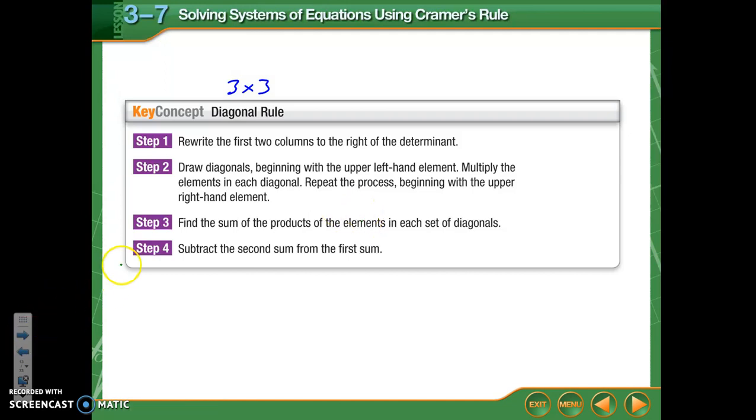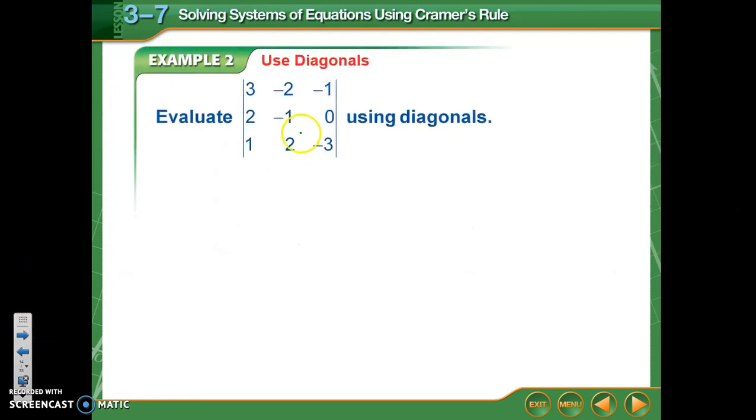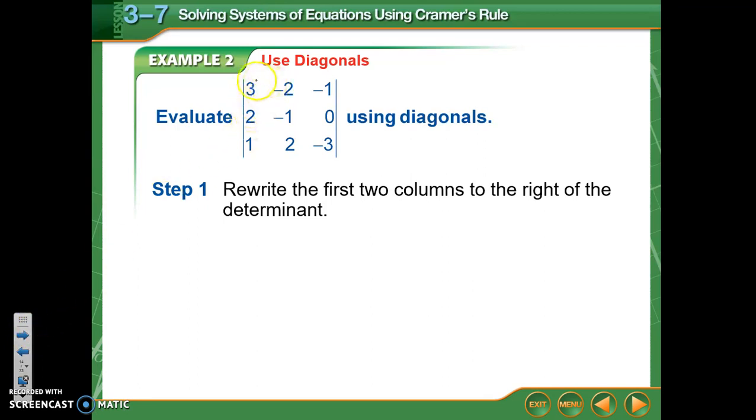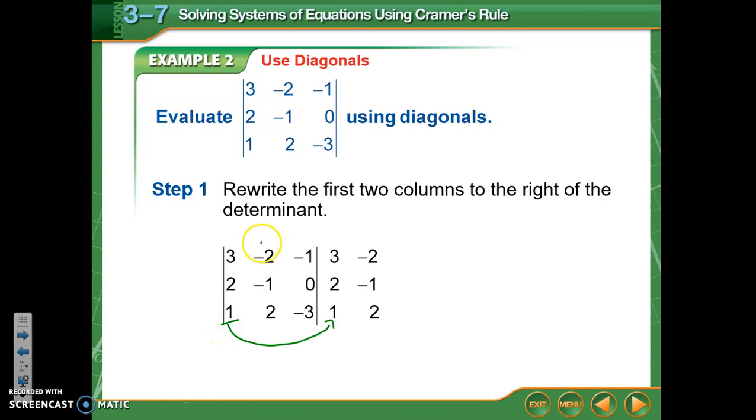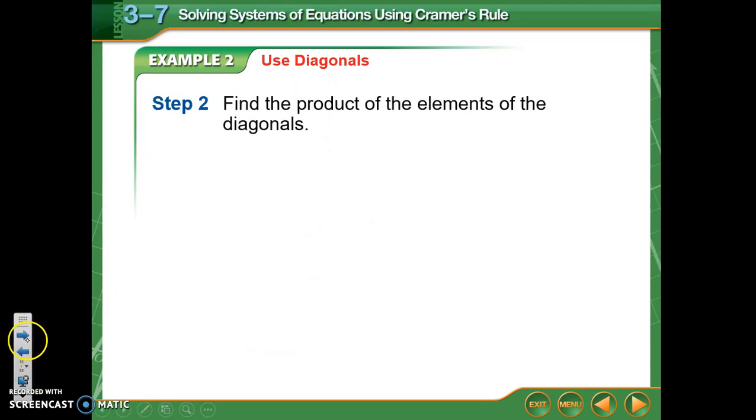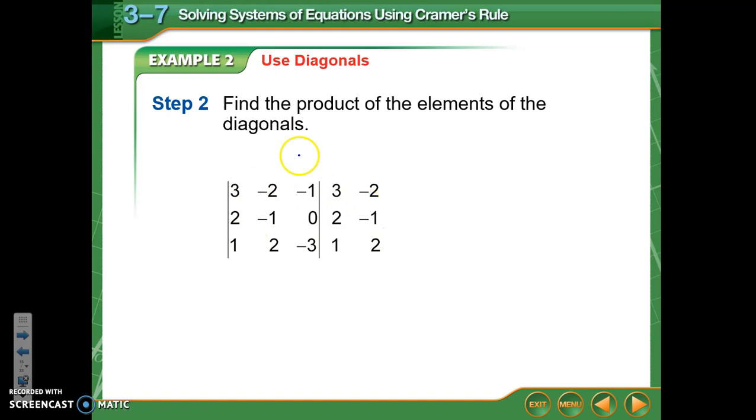So let's take a look at an example, because this is easier to understand, I think, when you see it worked out. Okay, so we're going to evaluate this determinant. Notice the parallel lines. I need to find this 3 by 3. So I'm going to take these first 2 columns and rewrite them over here to the right of my determinant. Notice that this column is here, this column is here. So I just rewrite those. And then we are going to find the product of the elements of the diagonals. So here we go. Here is my determinant with my first 2 columns rewritten.